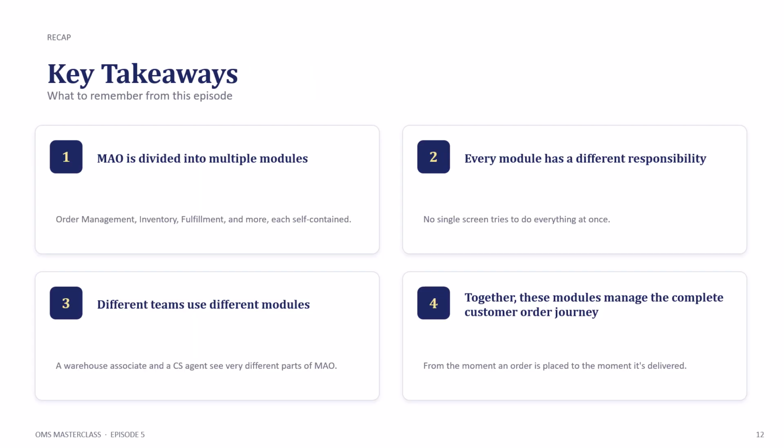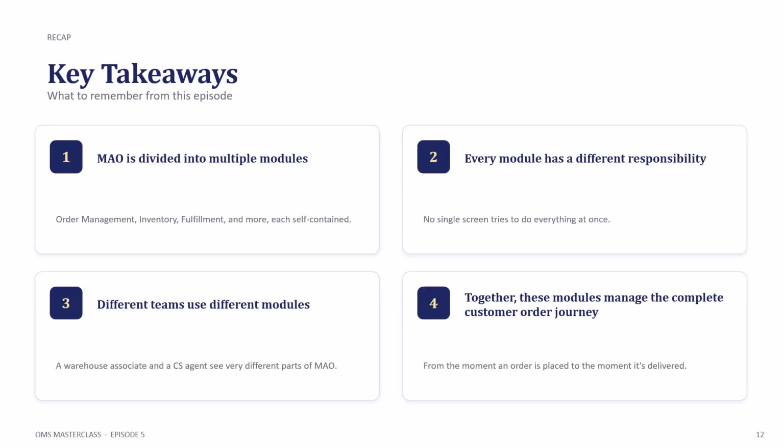Before we end this episode, let's quickly recap what we have learned. First, MAO is divided into multiple modules, and each module is responsible for a specific business function. Second, every module has its own purpose. Instead of one screen doing everything, the work is divided across different modules. Third, different teams use different modules depending on their role in the project. And finally, when all these modules work together, they manage the complete customer order journey from order creation to delivery. That's the big picture of how MAO is organized.